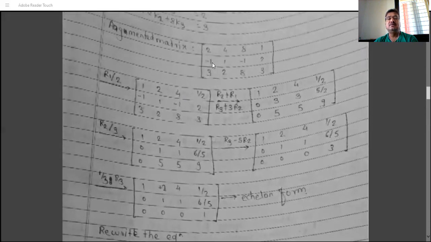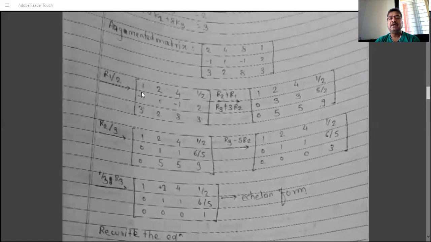So this is another way to obtain 1. In order to avoid the fraction, like the 1/2, we have to interchange the first row and second row, and then multiply the first row by -1. Or, in another way, multiply the first row by 1/2. So we have 1, 2, 4, 1/2.